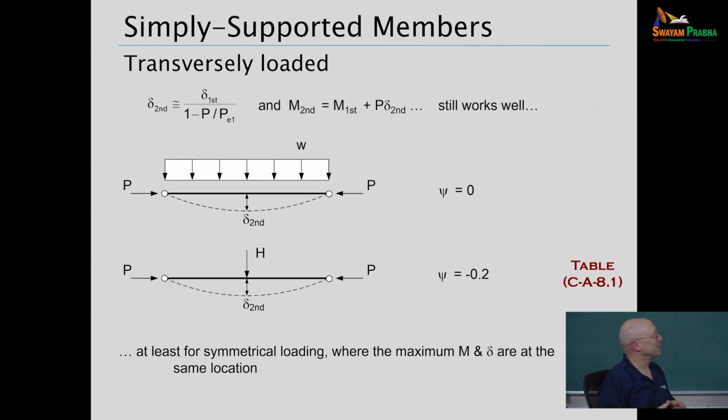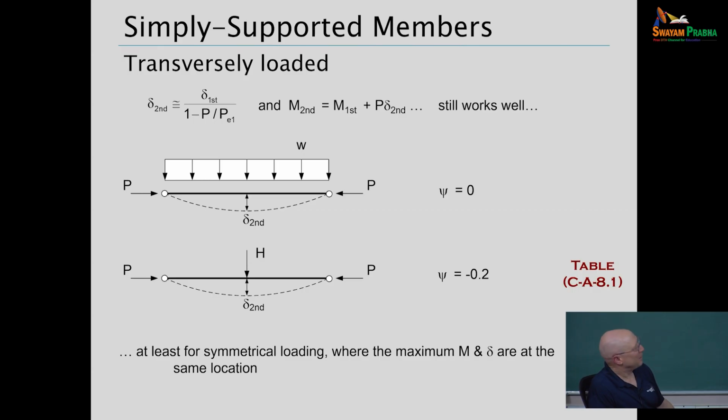All right, well, let's move to something maybe a little more interesting than just a uniform bending case. What if we have a simply supported member subjected to transverse load? These are two basic cases that show up in the commentary to the AISC specification: uniformly distributed load with axial compression, and a concentrated load at midspan with axial compression.